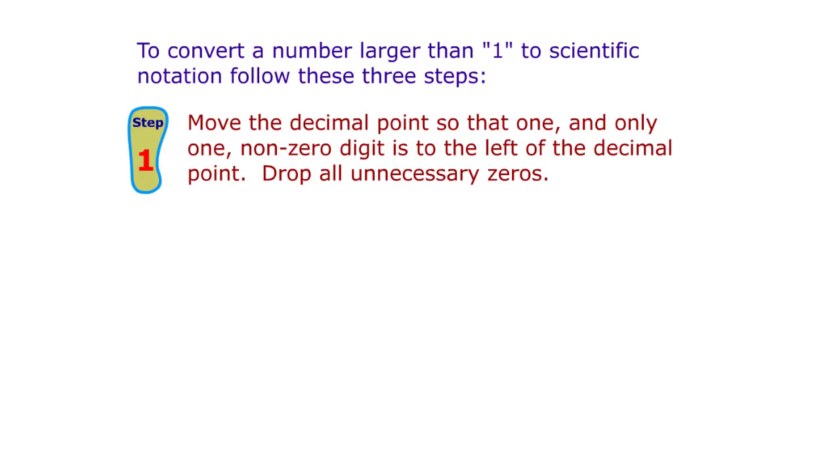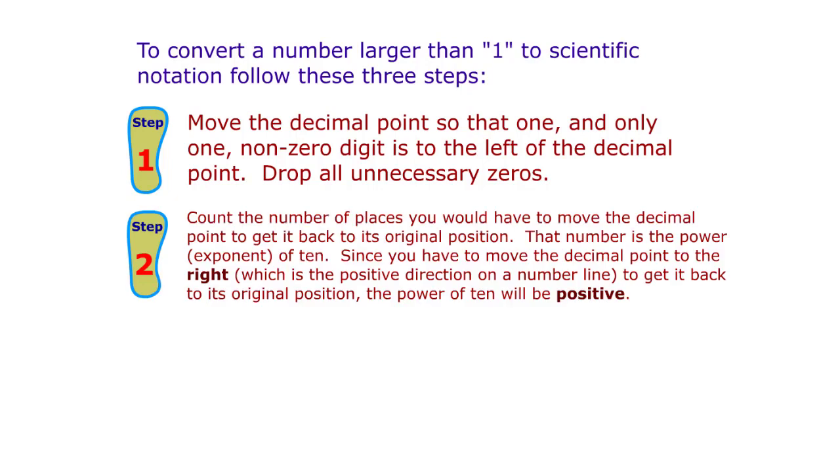Step 1. Move the decimal point so that 1 and only 1 non-zero digit is to the left of the decimal point. Drop all unnecessary zeros. Step 2. Count the number of places you would have to move the decimal point to get it back to its original position. That number is the power, or exponent, of 10.